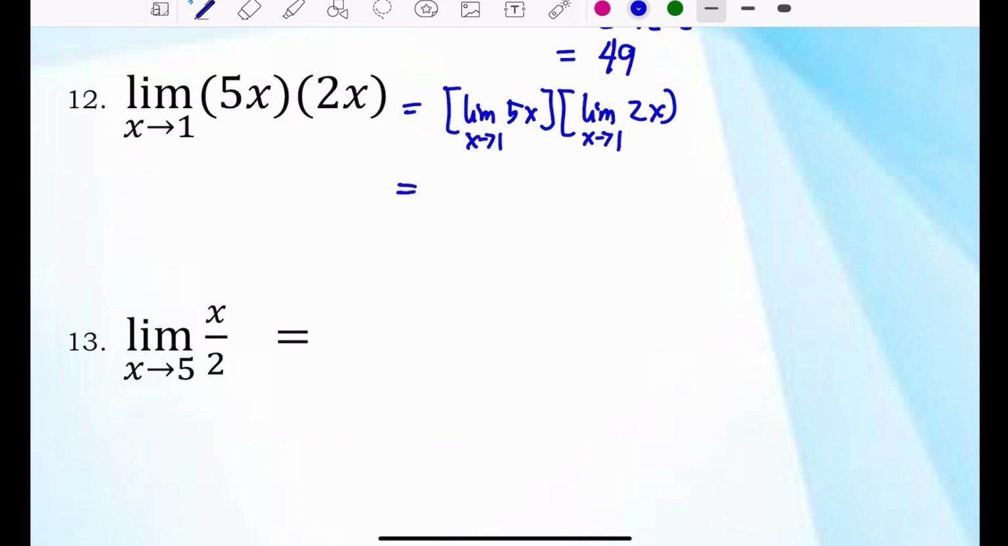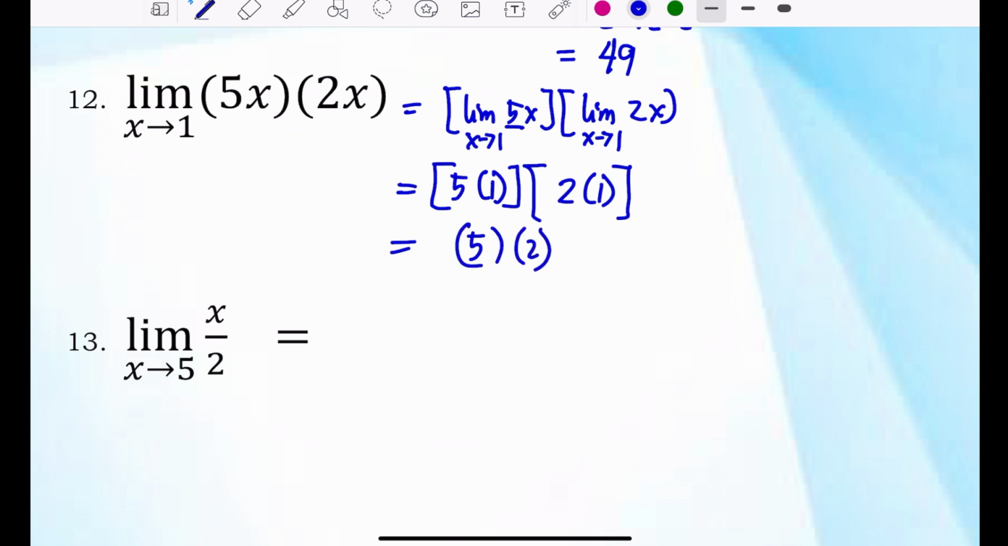Okay, next, this is a constant. We can write as 5, a coefficient, times the limit of x where x approaches 1, times the limit of 2x where x approaches 1, so this is equivalent to 2 times 1. So 5 times 1 is 5, times 2 is equivalent to 10. So the limit of 5x times 2x where x approaches 1 is equal to 10.